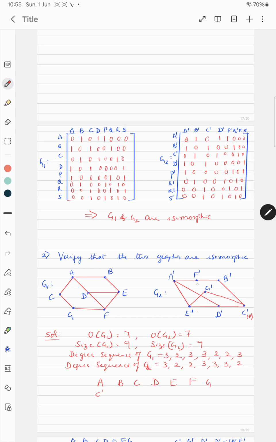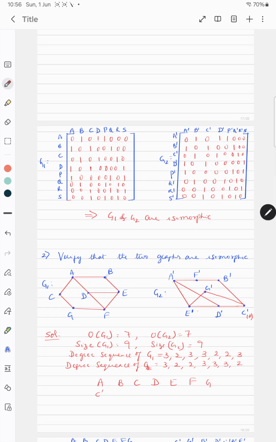Let me consider a vertex of degree 2. Suppose I consider F dash, which is a vertex of degree 2, adjacent to A dash of degree 3 and B dash of degree 2. So I cannot map B to F dash. B dash, if you take, is adjacent to vertices of degree 2 and 3. Again I cannot map B to B dash. G dash, if you take, is adjacent to E dash and C dash of degree 3. So I can map B to G dash.